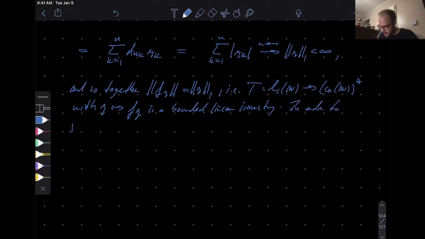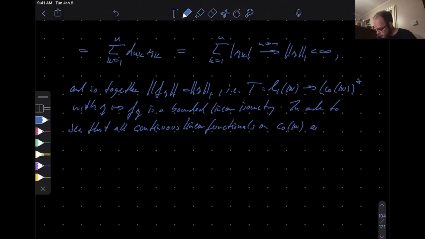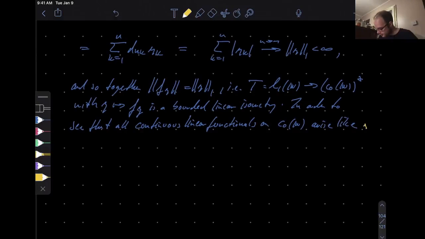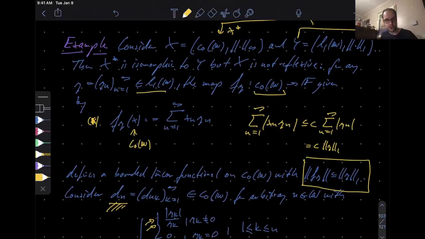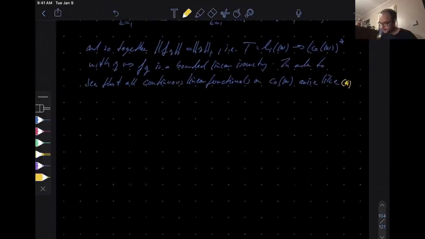In order to see that all continuous, or bounded, linear functionals, that's the same thing here, on c_0 arise like the yellow star. What was the yellow star? Well, this was the very first definition here in this example. So I will show that any linear functional on c_0 is equal to some f_y for y in L1, because that gives you surjectivity of T, and then you will have your isomorphism.